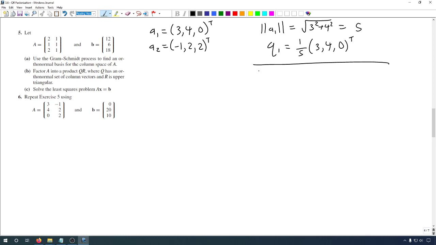Now we need to take our inner products. So Q1 inner product with A2. We have that 1/5 out in front, but then we have 3 times negative 1 plus 4 times 2 plus 0. So we get 8 minus 3 is 5, so we actually get a 1 here. That's nice.